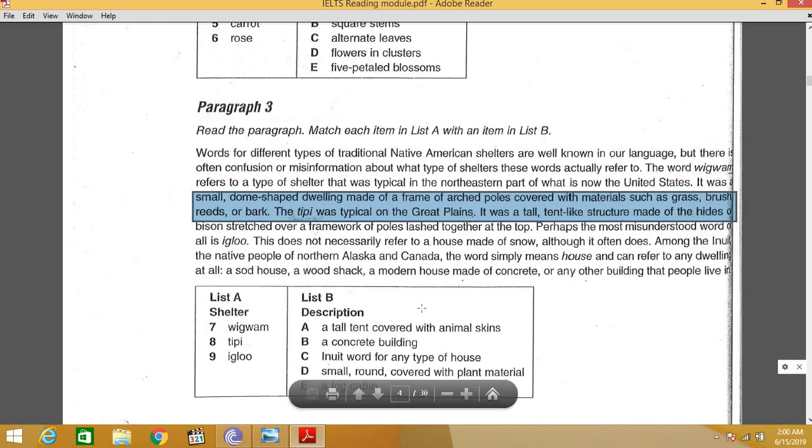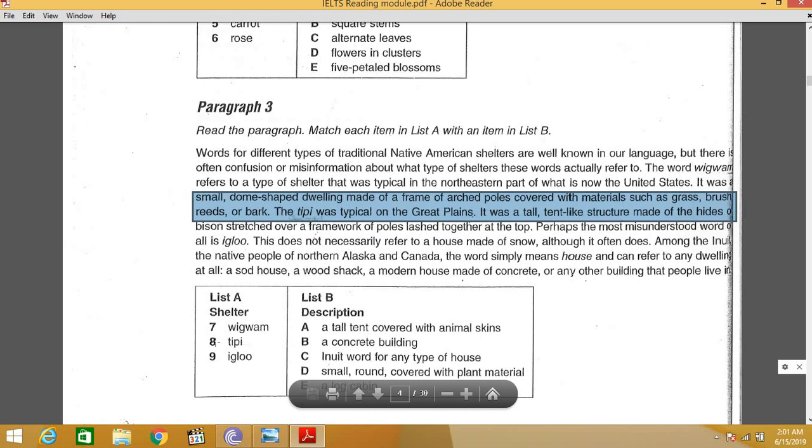That means tall tent, animal skin. No, there are no animal hides here that can be found. Concrete building, Inuit, small round covered with plant material, because as plant materials I can find reeds, brush, grass, and a small is there. So answer to question number 7 is D.